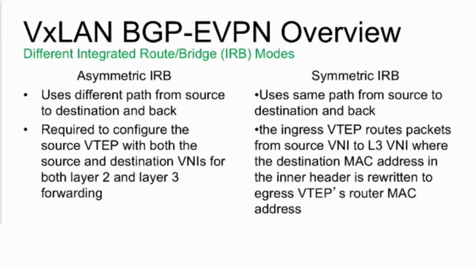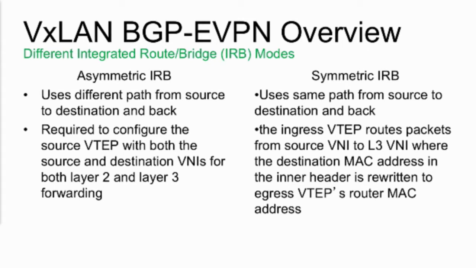You have different forwarding mechanisms with VxLAN EVPN. You have asymmetric and symmetric ingress integrated routing and bridging, or IRB, modes. With asymmetric, the packet forwarding path is different from the return path. So if a packet has to reach from VTEP A to VTEP B, it might take a different path on the way back when the response comes back. With symmetric, it's the same path.